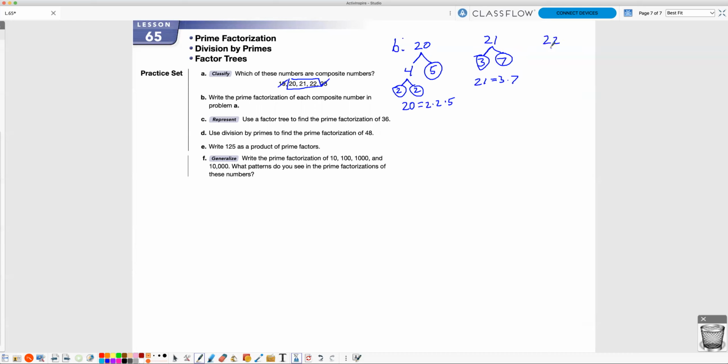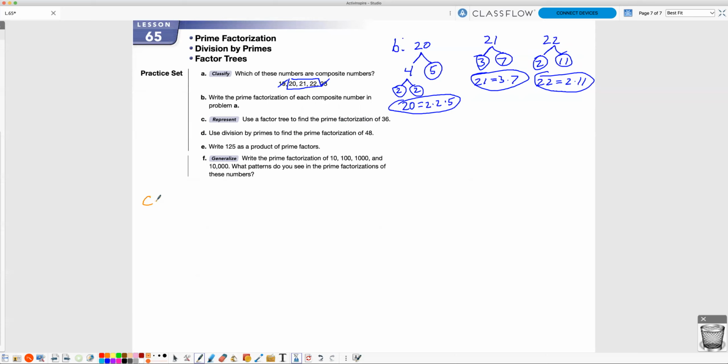22, if I was to split that up, I can see that the prime numbers 2 and 11 are the only things that it's divisible by. Both 2 and 11 are prime, so that means 22 is the same as 2 times 11. So those are the answers to the prime factorizations of those composite numbers.